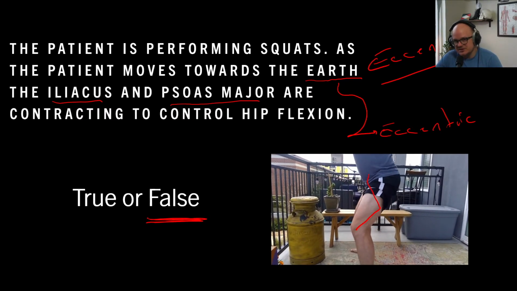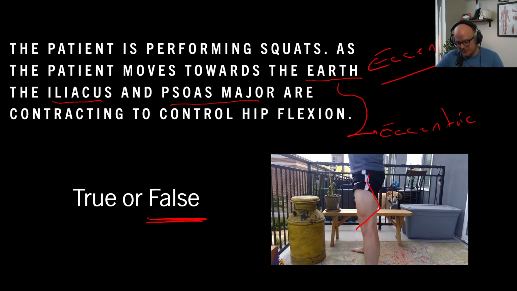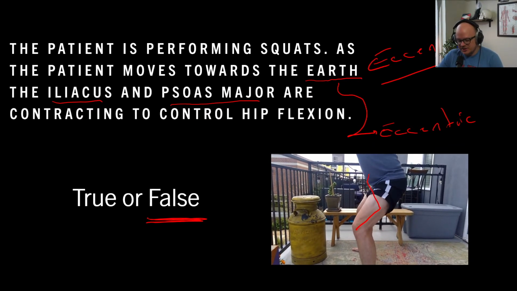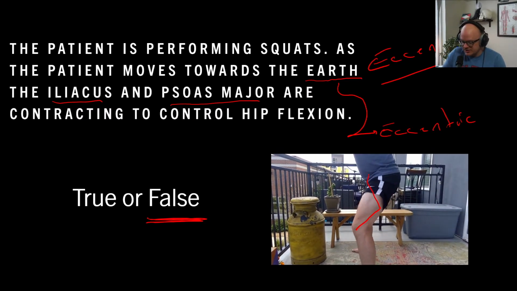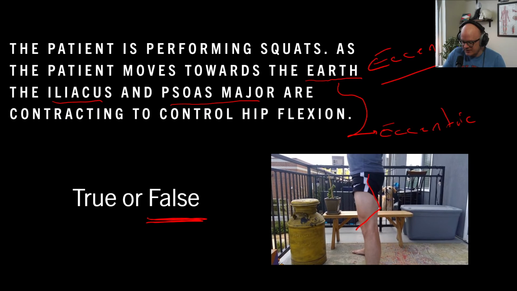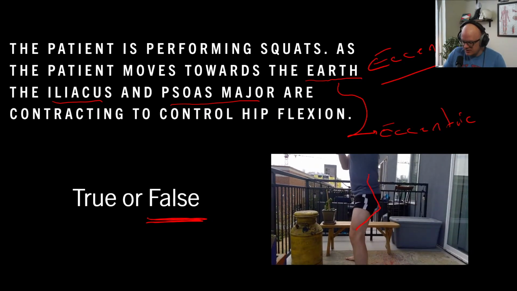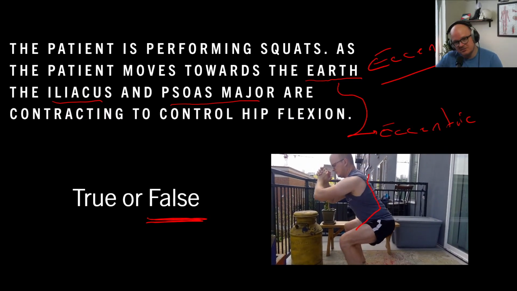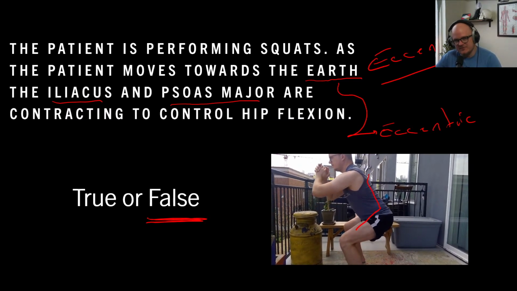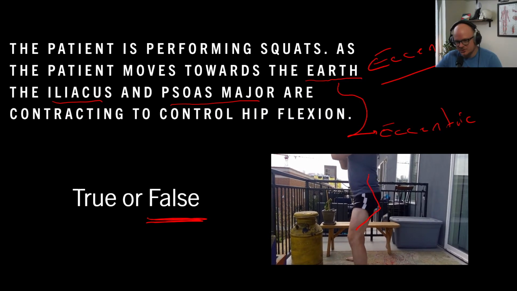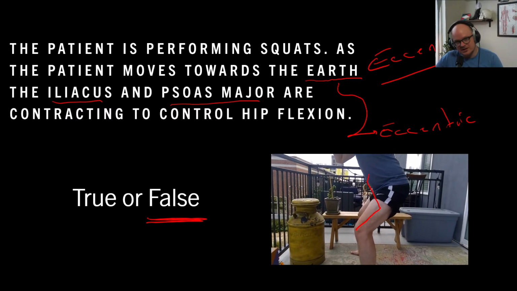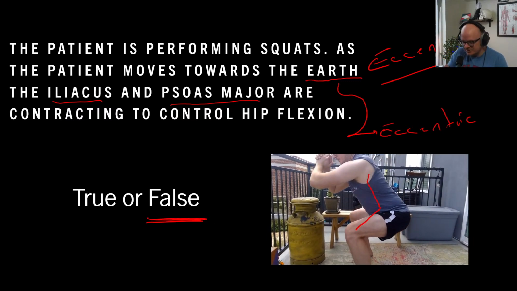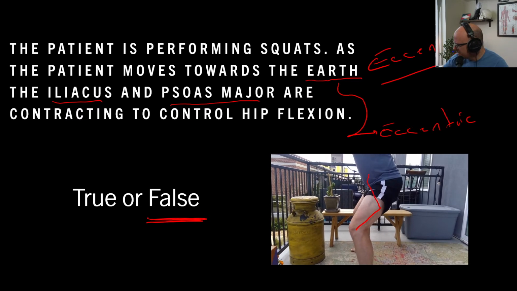This is one of the weaknesses of just memorizing flashcards, for example. The flashcard will tell you the iliacus and psoas major flex the hip. But what is causing hip flexion as I move towards the ground in this video? That's going to be eccentric glute max. The hip flexors, for all intents and purposes, during a normal squat for test questions, are not involved in a squat. So that's what makes it false. Iliacus and psoas major.